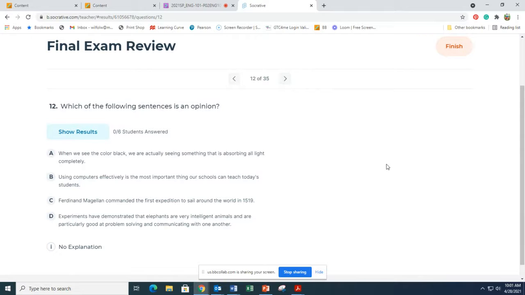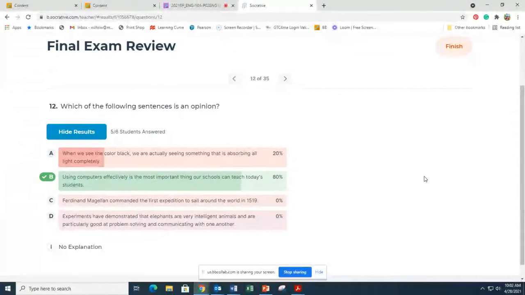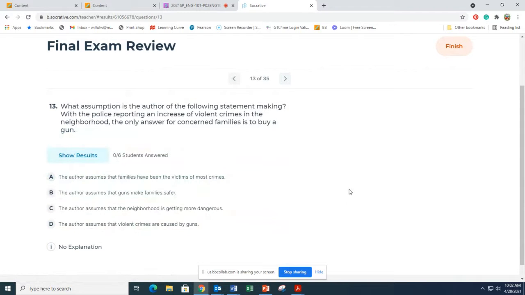Okay, which of the following sentences is an opinion? All right. Good. Yeah. So A is not an opinion because that's a fact about the color black, right? It's scientific fact. There's no opinion to be had about it. It doesn't matter whether you agree with it or not. It's still true. Versus saying using computers effectively is the most important thing our schools can teach today's students. That's definitely an opinion. It's the most important thing, really. I mean, maybe, but maybe not. So it's like just your opinion, man. Most important? Oh, that's a big claim.